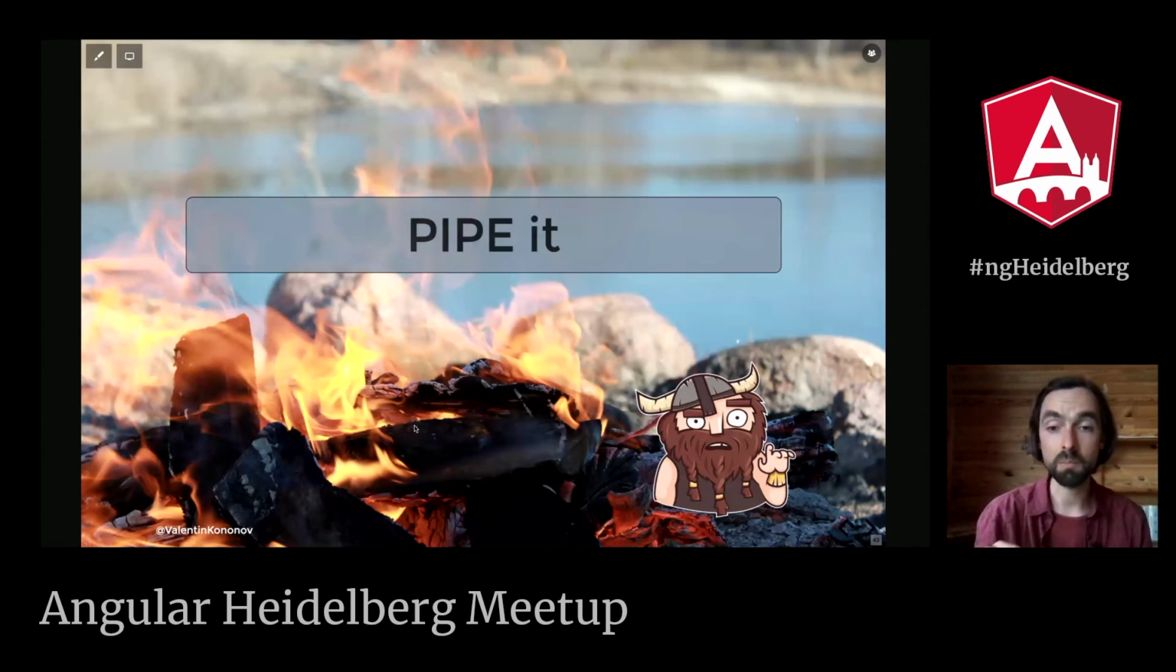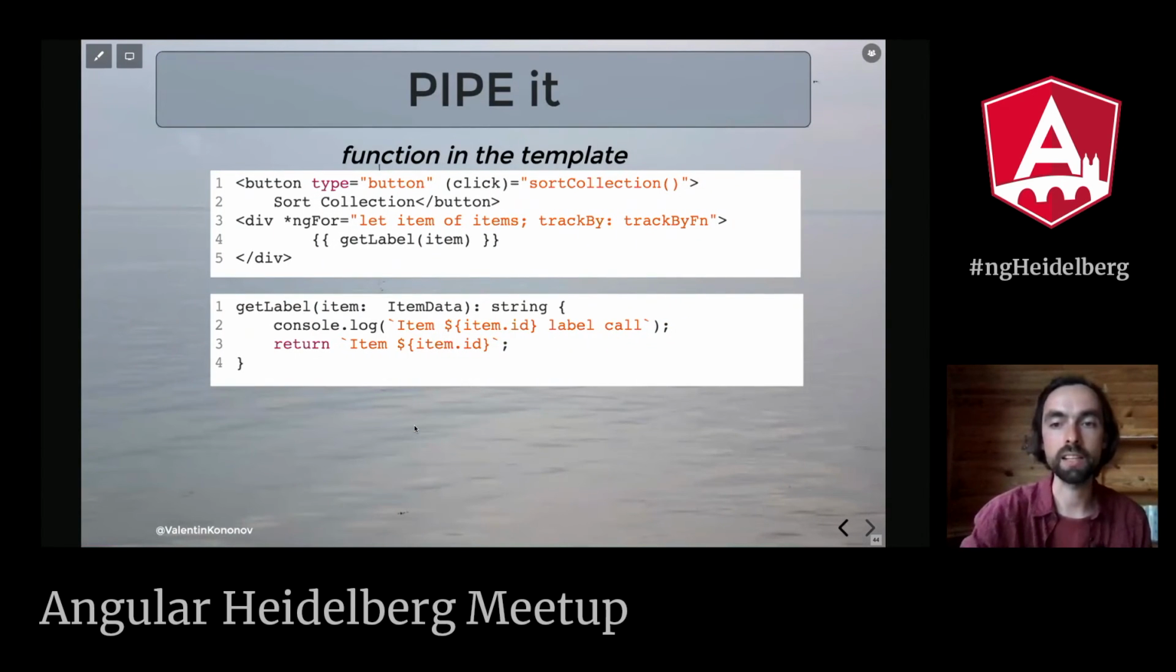So it is the last sample, which I plan to show you today. Okay, let's take a look. Imagine the case you have a list of values, you have the ngFor cycle in a template, but you cannot show just a property of your object.